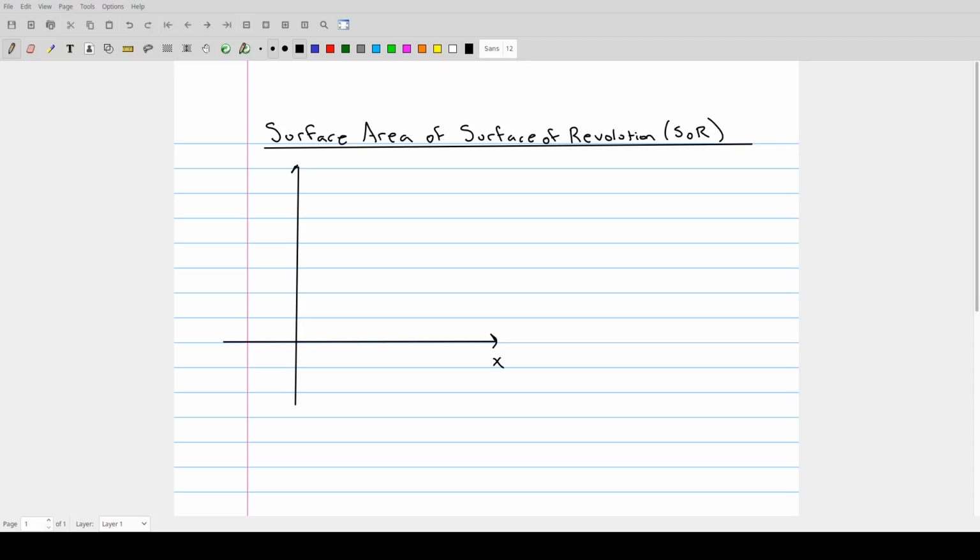Specifically, let's assume we have some function of x, and this function is valued from some point A to some point B. So we'll say maybe it looks like this. All right, this is A right here, and this point is B.